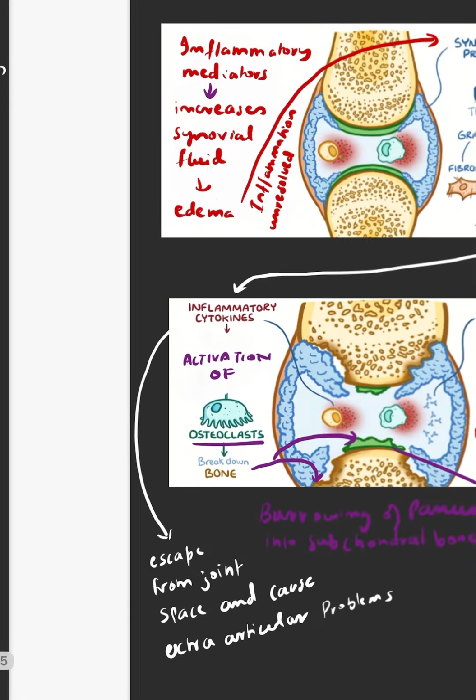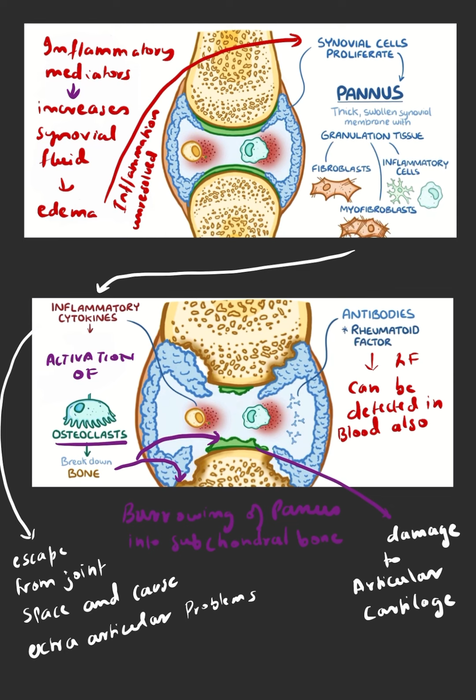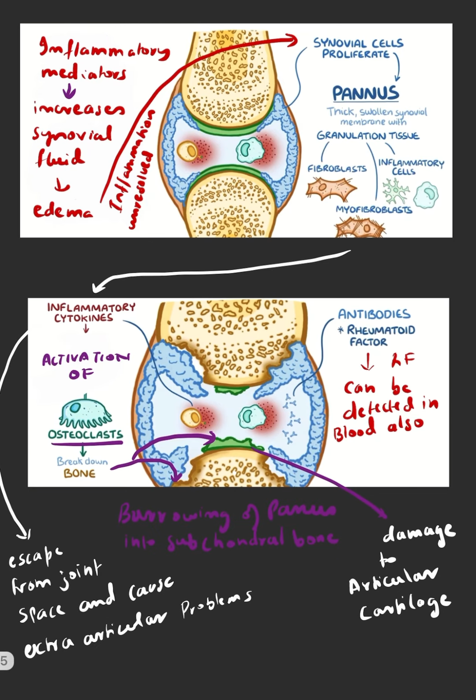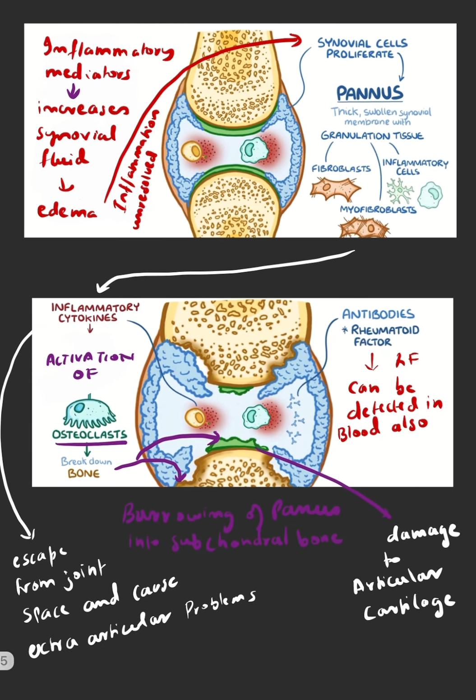If you look at this picture, I've told you that there are inflammatory mediators. These inflammatory mediators come into the synovial fluid through the blood supply. After coming into the synovial fluid, whenever there is inflammation in such joint spaces, we tend to see edema or joint effusion. Then if the inflammation is further unresolved, the synovial cells tend to over-proliferate. This over-proliferation of synovial cells is nothing but the pannus.